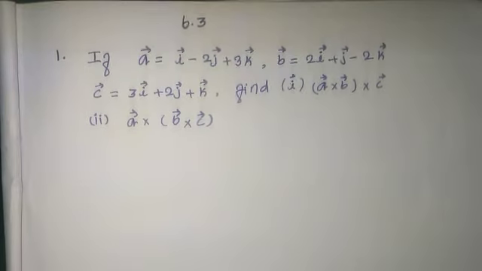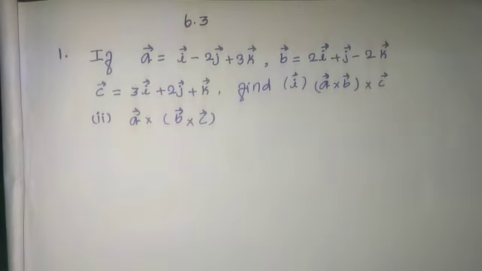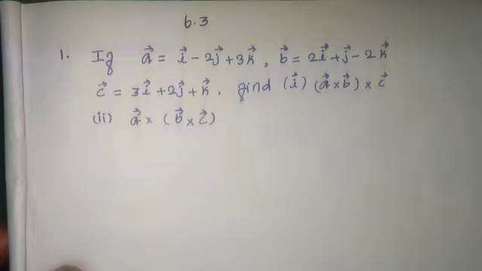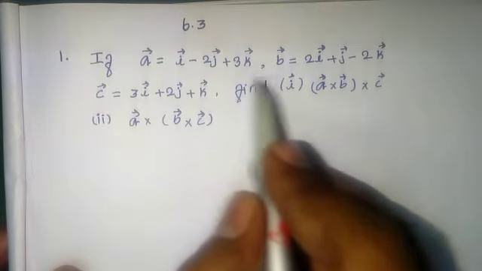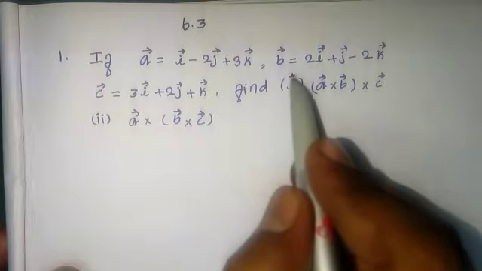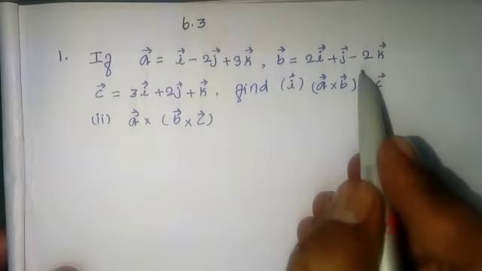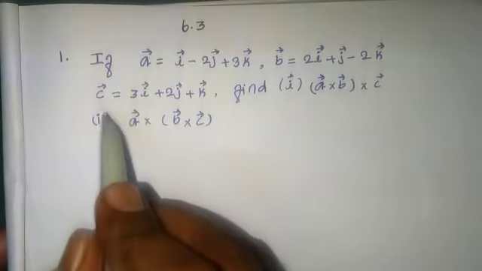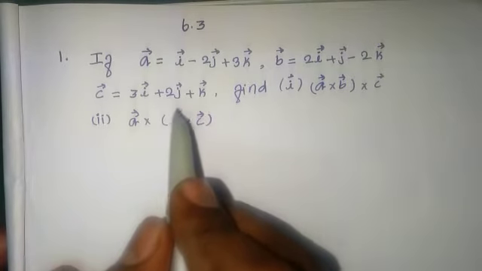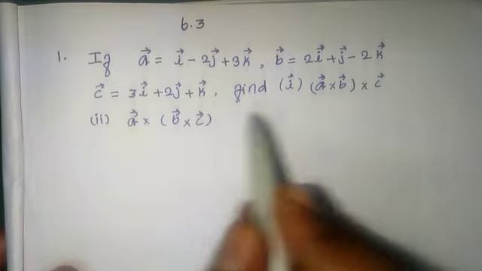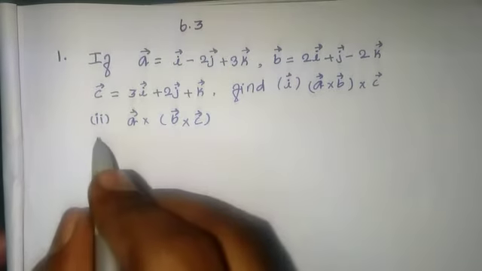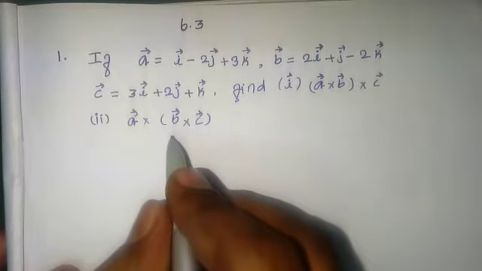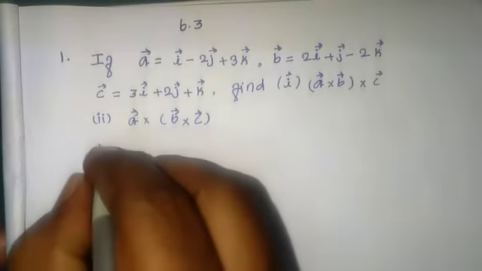Hi students, இப்போ நம்ம பார்க்க போறது exercise 6.3 ல first sum. If a vector equal to i vector minus 2j vector plus 3k vector, b vector equal to 2i vector plus j vector minus 2k vector, c vector equal to 3i vector plus 2j vector plus k vector. Find first one a vector cross b vector cross c vector. Second one a vector cross b vector cross c vector.